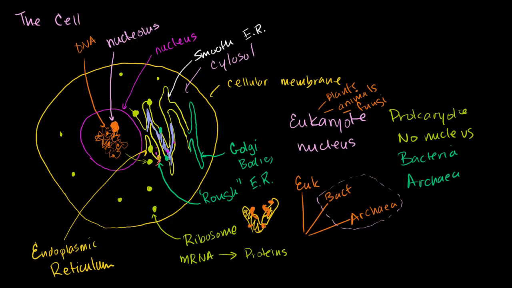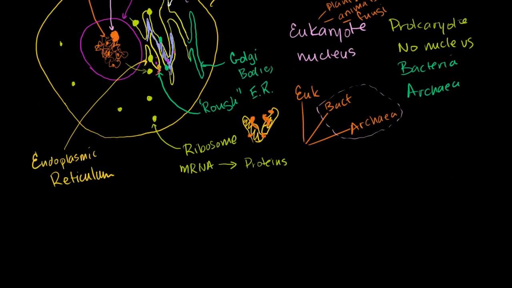Let me make a blow up of that, because I think that'll be useful. So let me draw an endoplasmic reticulum. Let's say this is the membrane of the endoplasmic reticulum. And then you have ribosomes attached to it. So let's say that's a ribosome on the endoplasmic reticulum. And this is going to be the rough endoplasmic reticulum.